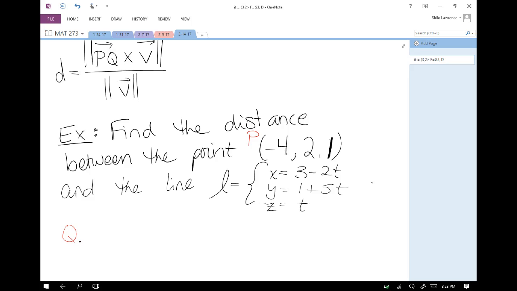Plug in t equals 5. That's another point on the line. All you need is one point on the line. Okay? So 3, 1, 0 is just one of many, many, many points on that line. We just need to connect P to our line somewhere. And then we're going to create the vector PQ.